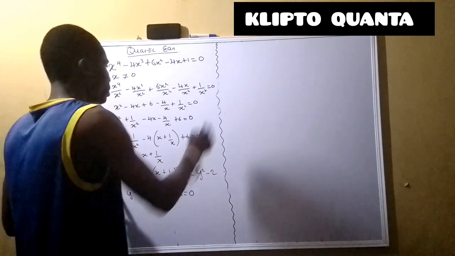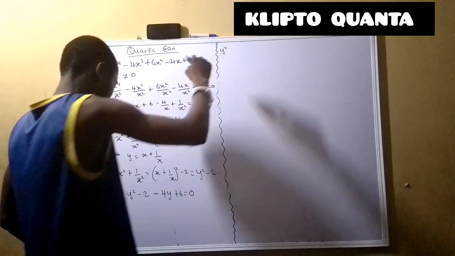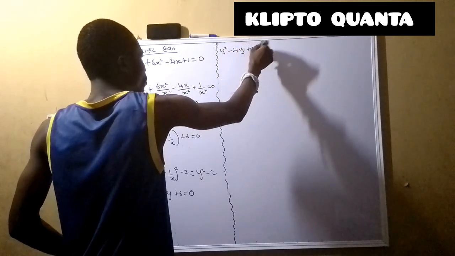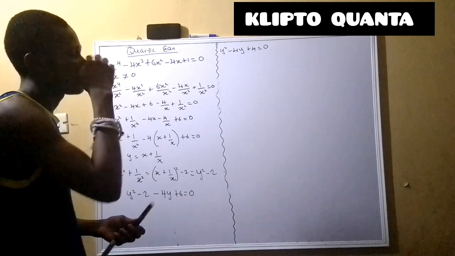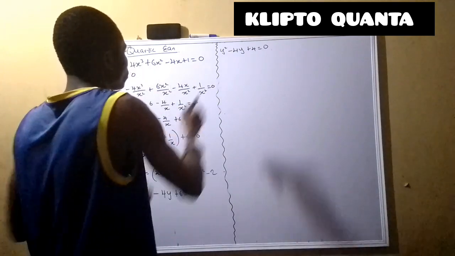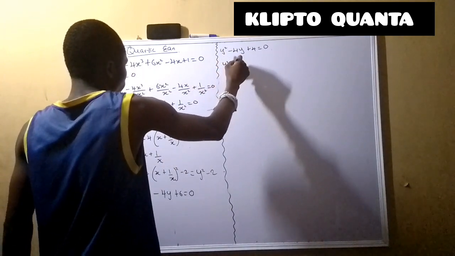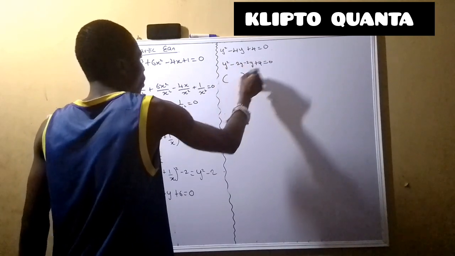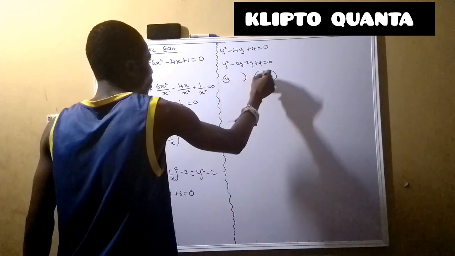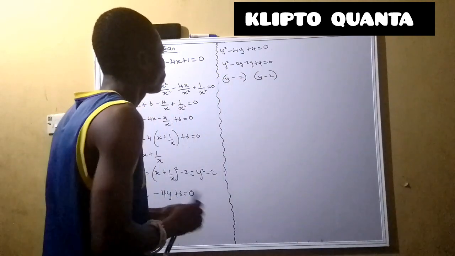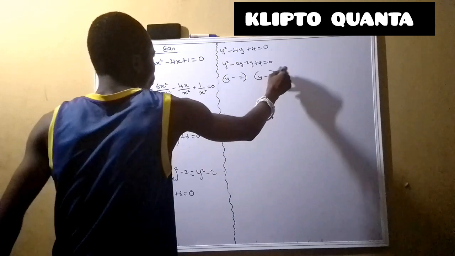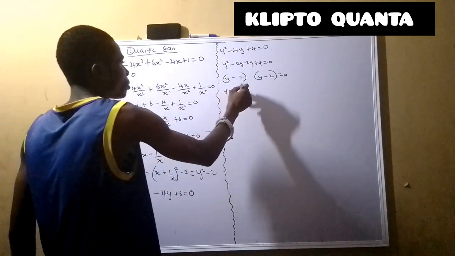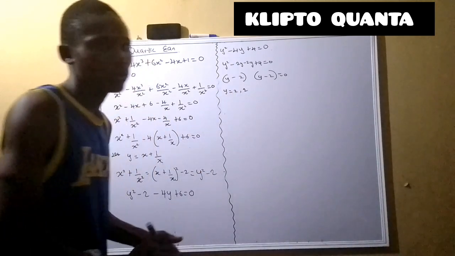So balancing everything, you have y squared, are you with me, minus 4y plus 4 equals 0. So this is, like I said, a quadratic equation. Looking for two values, you have y squared minus 2y minus 2y plus 4 equals 0. So you have y minus 2 all squared equals 0. Are you with me, guys? Which shows that y is equal to 2, or y is still equal to 2.